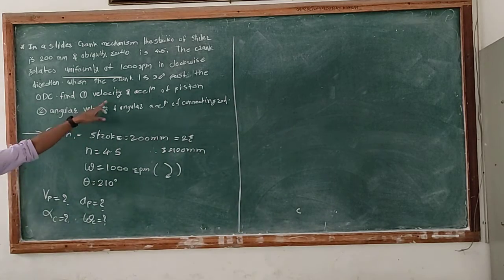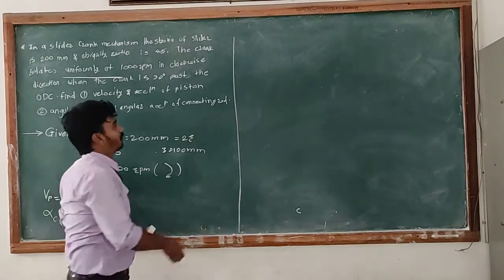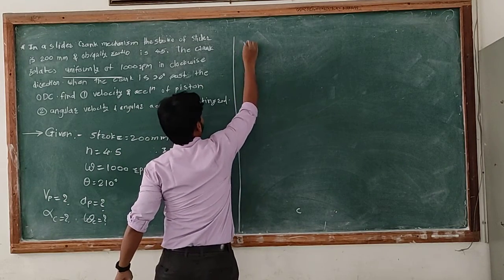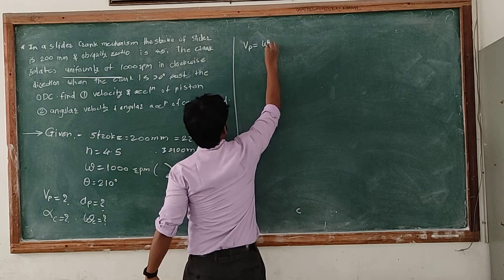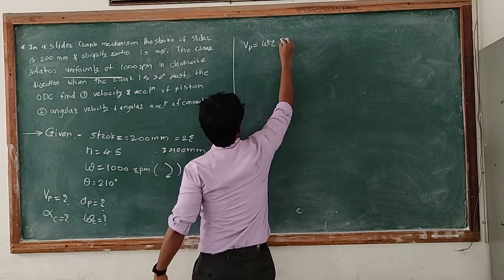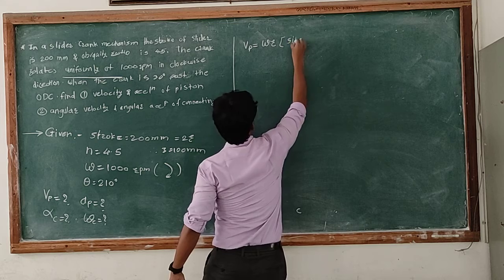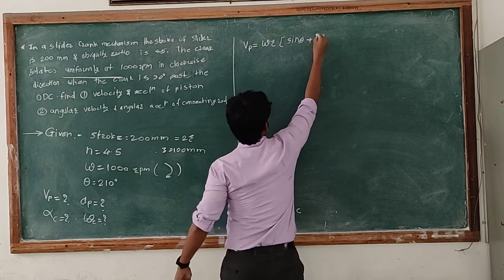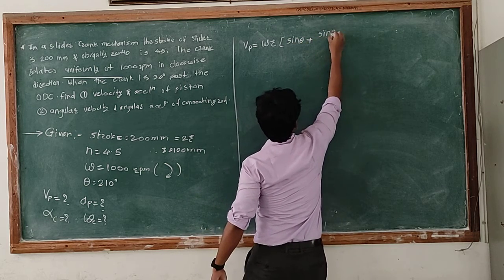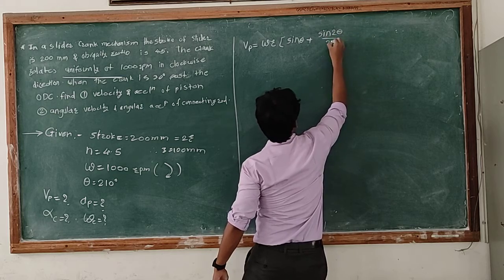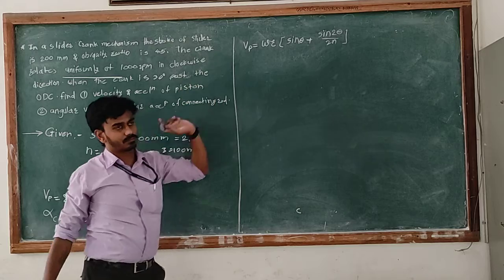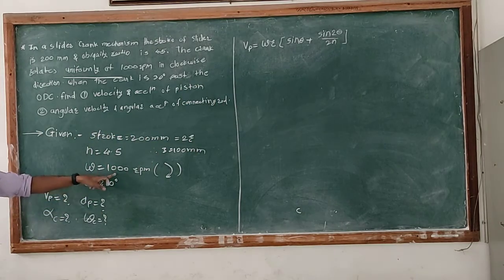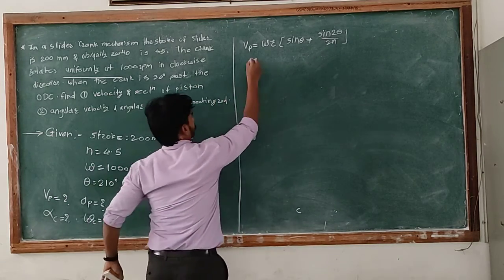So the first thing they ask is the velocity of the piston. The formula for the velocity of the piston is Vp equal to omega into R into sine of theta plus sine of 2 theta divided by 2n. We have to put in the values. So what is omega? Omega is given as 1000 rpm.